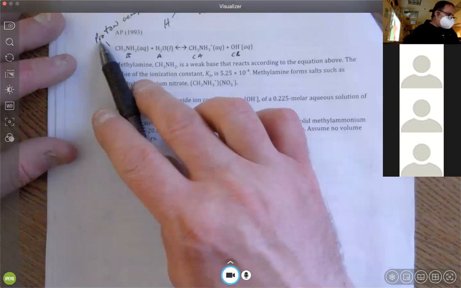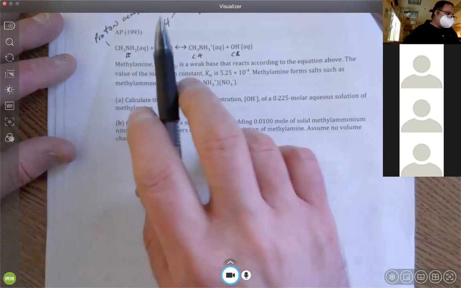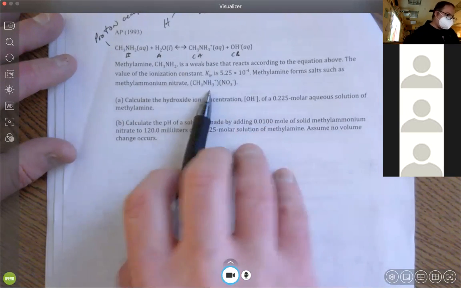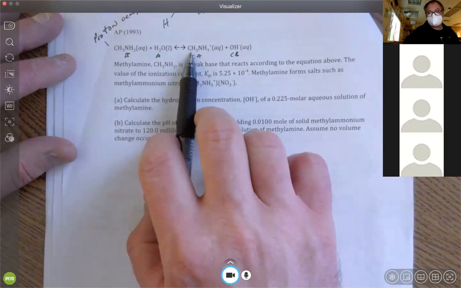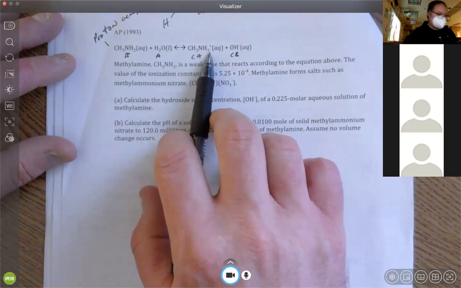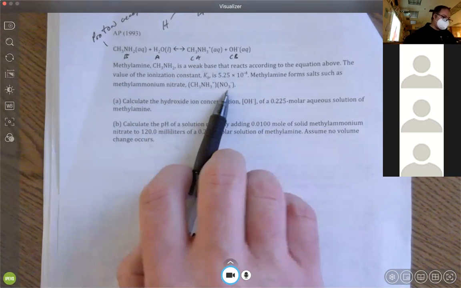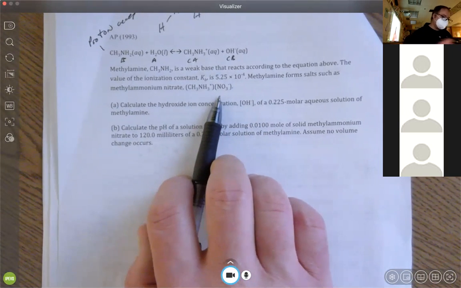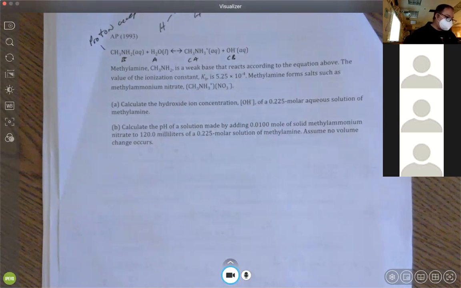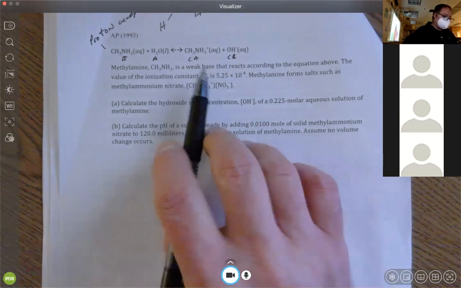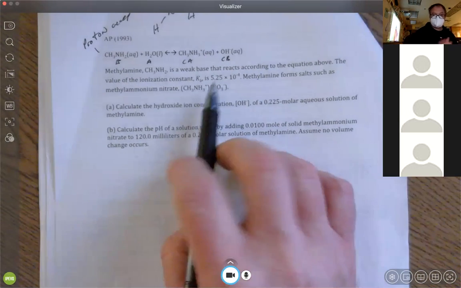So there we have the proton acceptor, the proton donor, and then we have basically this cation forming, which could then form up and make something such as methylammonium nitrate, which basically is just an ionic compound.